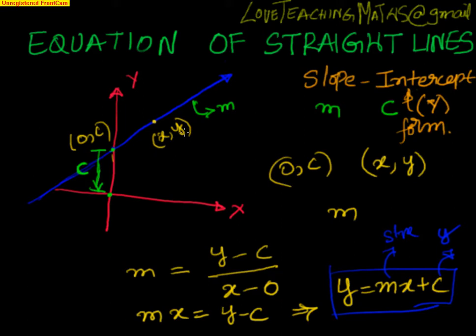That's nothing but difference of y coordinates by difference of x coordinates. Here, y minus c by x minus 0. So if I simplify this, I get y equal to mx plus c. Now we have seen the first case passing through origin. In the second case, we went a little bit up in the upward direction and we have seen the intercept with respect to y.